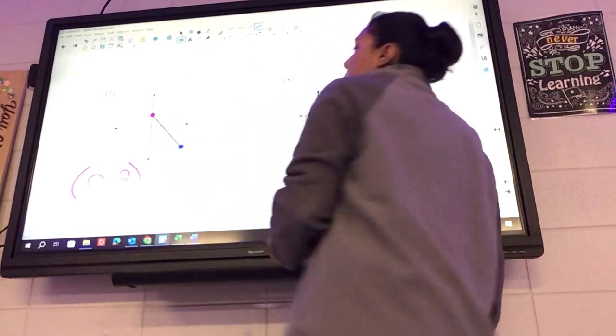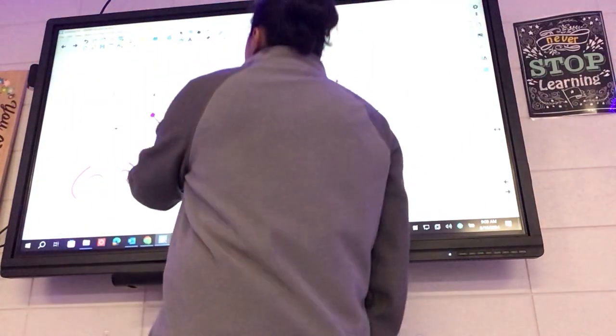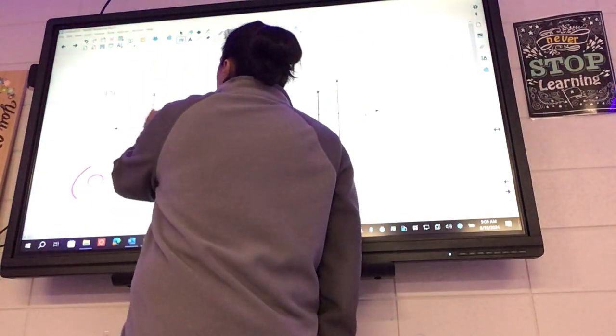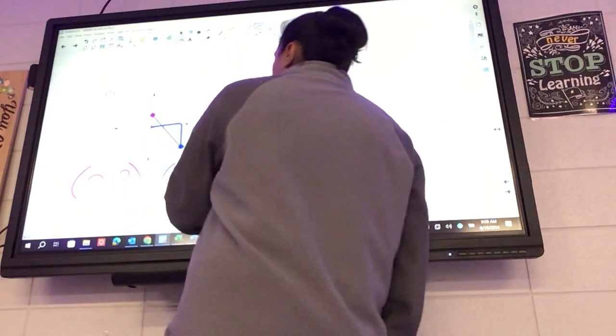And then this blue dot, are we going left or right? To the right, how many? 5. Up or down? Down, how many? 4, so it's going to be a minus 4.